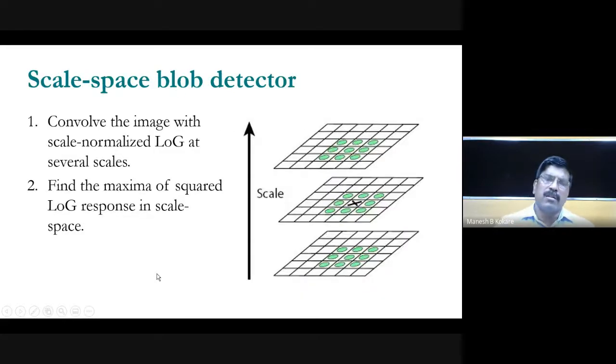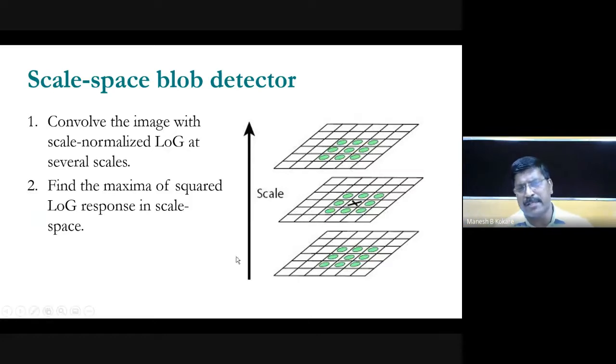Then this can be extended for detecting blobs or various circular objects in the image. Circular objects may be small, medium or big circles, so they will be detected at various scales by changing the sigma value. What you have to do is convolve the image with the scale-normalized LoG at several scales. At sigma 1 you get one Laplacian of Gaussian operator, then at sigma 2 you get another. Every time you convolve that LoG operator with the image, you get a particular output.